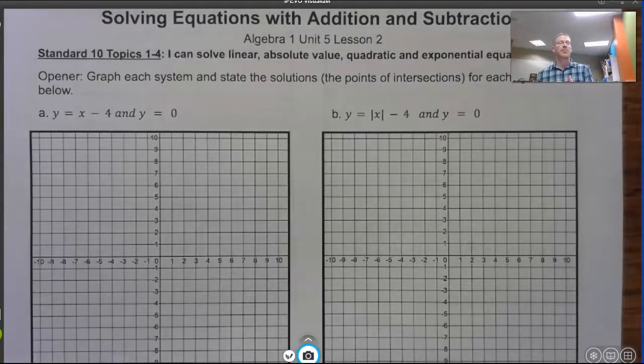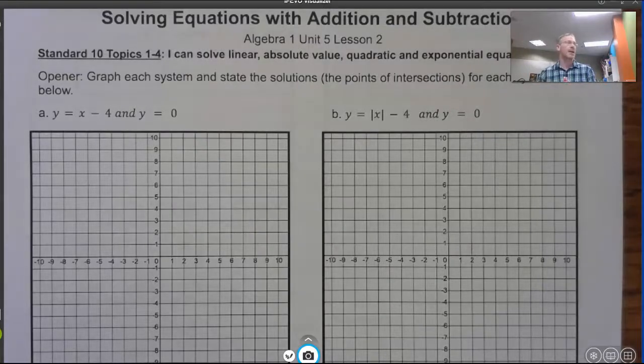Basically, when we solve, we are looking for the points of intersection. It's primarily the x-coordinates of the points of intersection, without having to do the graphs. But to build your understanding about the framework and what's really happening with solving, we are going to look at our systems of equations.